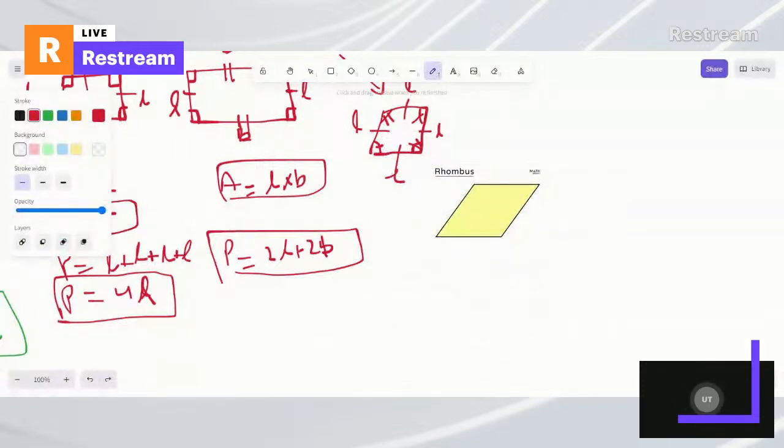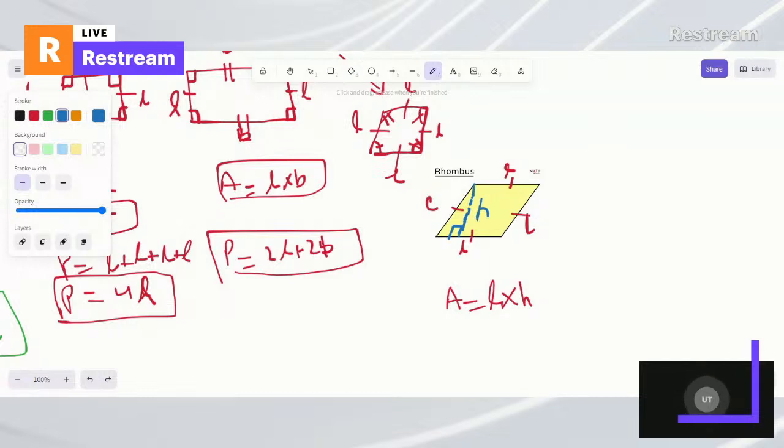So this is essentially L, right? Now the area for a rhombus is L times H. So what does H mean? All of these lengths are L because all of these lengths are equal, right? So H is the height. H is the perpendicular height of a rhombus. So it's a line drawn from top to the bottom, which makes 90 degrees at the bottom. So that's H.